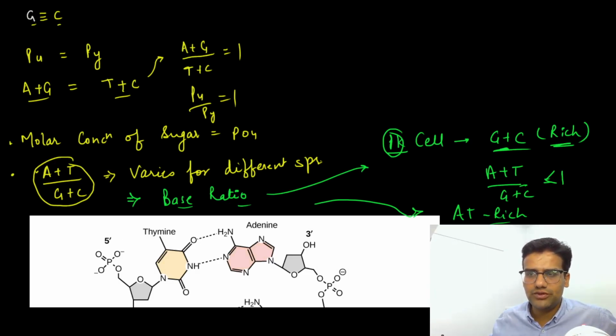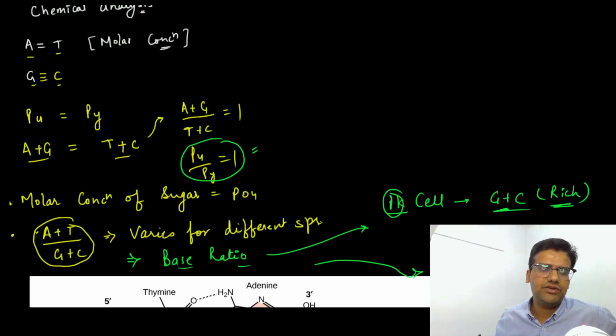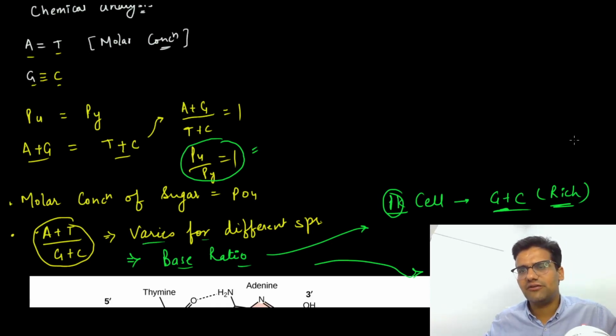The amount of purine is equal to pyrimidine. The purine and pyrimidine ratio is equal to 1. This is Chargaff's rule. And the base ratio means the ratio of A plus T upon G plus C, which is not equal to 1, and the base ratio varies for different species. So this is Chargaff's rule.